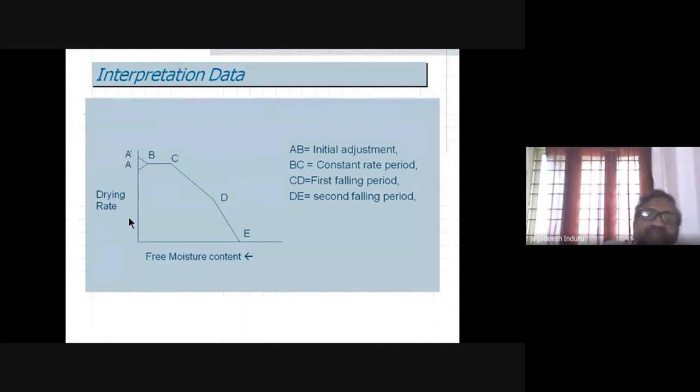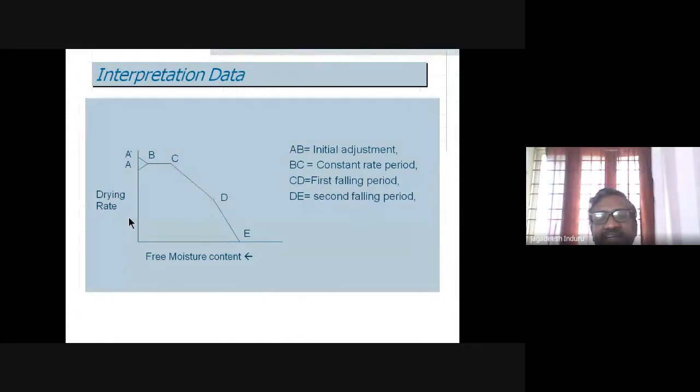Then you will come to point C, the critical point. You are going to have C to D, that is the first falling period. The drying rate is going to be reduced. This happens because the water is entrapped within the solids. It takes some time to come out and diffuse out. So this is one aspect. After that, you are going to enter the fourth stage, that is D, the second falling period.